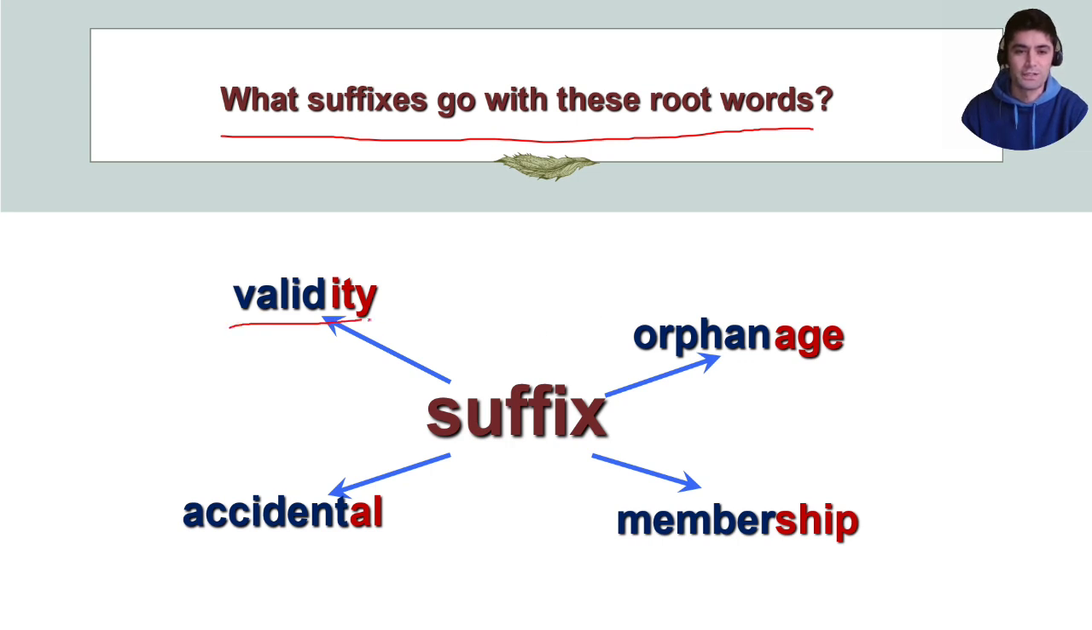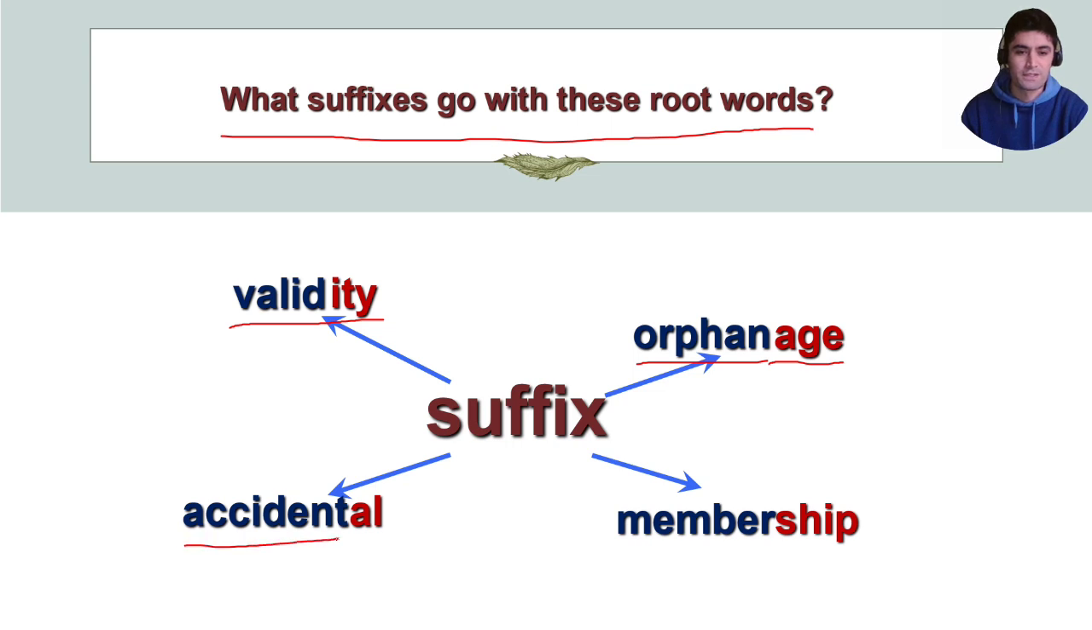First one was valid, and when we add the suffix to the word, it becomes validity. Valid is an adjective and validity is a noun. Next word here is orphan. Orphan is a noun, and when we add the suffix to the word, it becomes orphanage. Orphanage is still a noun.